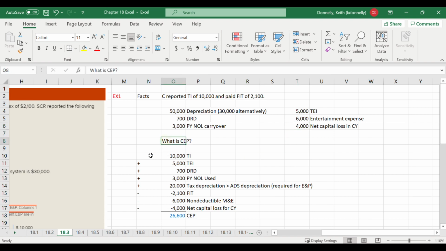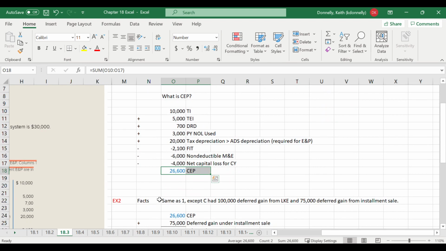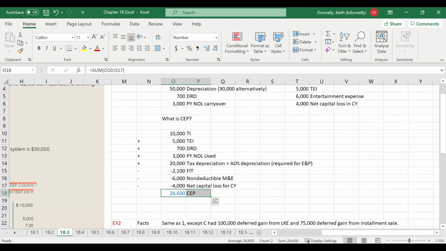So they're asking us here, what is current earnings and profits? And again, why do we care about this? Earnings and profits, current earnings and profits, tells us what is a dividend versus what is a return of capital when we're examining distributions from a corporation. So we know when they ask for current earnings and profits, we have to go from taxable income, make adjustments to arrive at it.